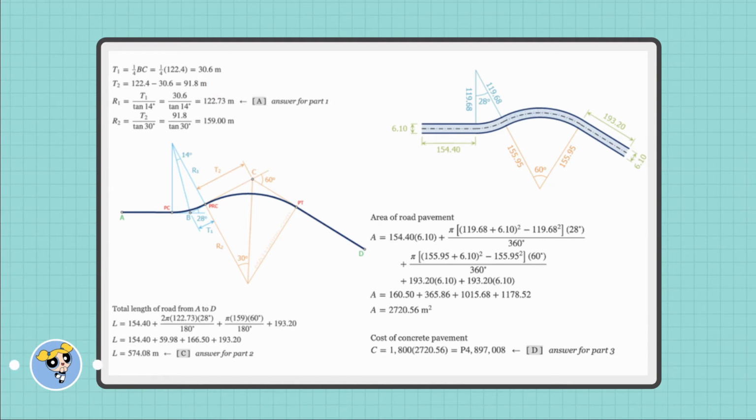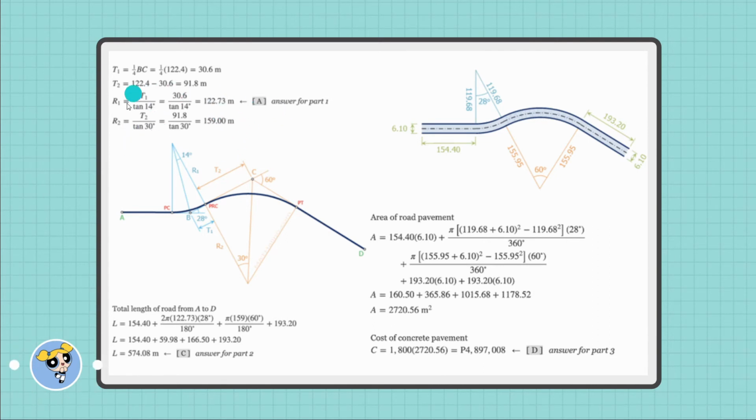Since we already have the value for the tangent length of the first curve, we may proceed in solving for the radius of the first curve. In computing the radius, we have the tangent length of the first curve over tangent of 14. Based on the figure, this is our radius 1. So we have an angle of 14 degrees, so 14 degrees is what we use. So 30.6 is our tangent length over tangent of 14. So the answer is 122.73 meters.